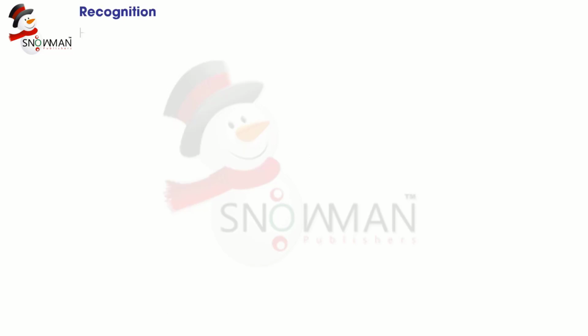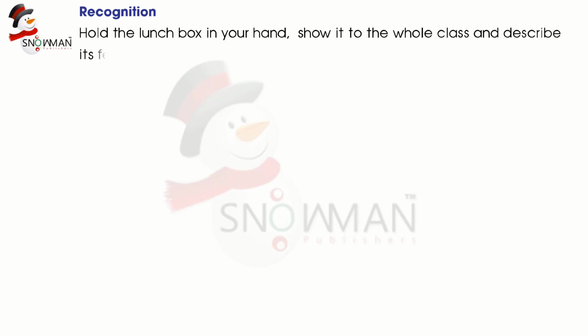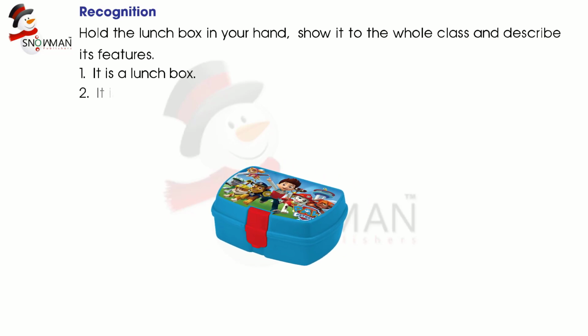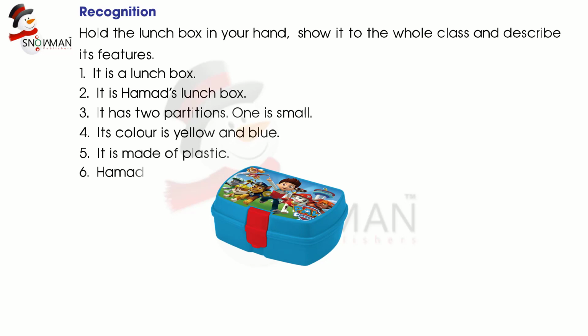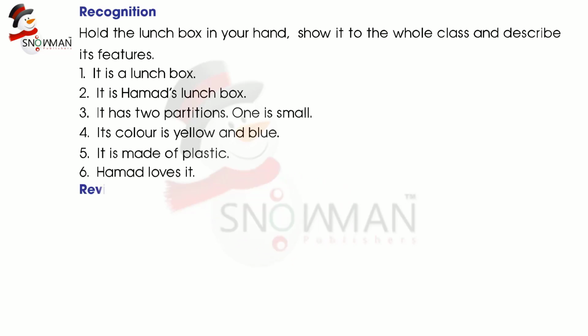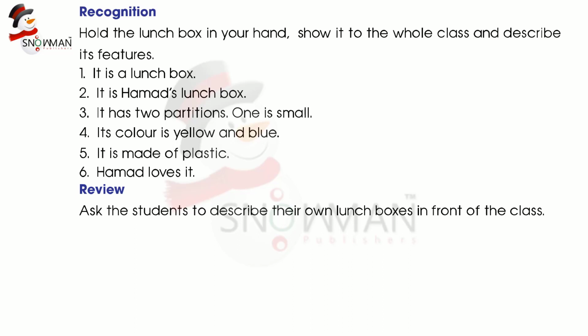Recognition. Hold the lunchbox in your hand, show it to the class and describe its features. It is a lunchbox. It is Hamad's lunchbox. It has 2 partitions. One is small. Its color is yellow and blue. It is made of plastic. Hamad loves it. Review. Ask the students to describe their own lunch boxes in front of the class.